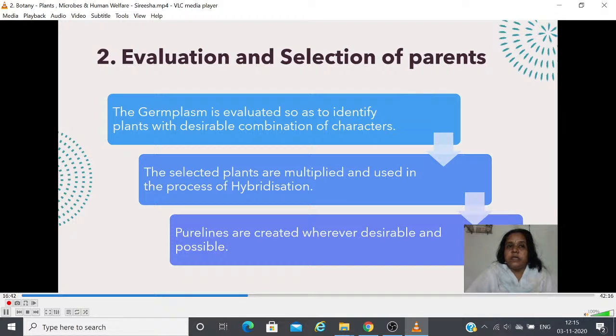Means we have that particular variety of a plant that is very good at all characters. Let us say the yield is more for that plant. Those plants are only crossed and the pure lines are formed. They are created in more number, the same plant, genetically same plants, they are produced more in number.